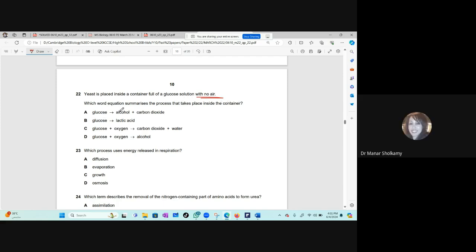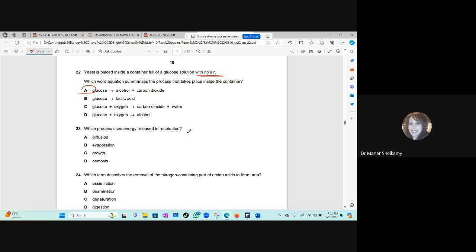Yes. Which word equation summarizes the process that takes place inside the container? The glucose will be broken down into alcohol and carbon dioxide, or lactic acid, or it will combine with oxygen. Now, A. That's too clear. What's the answer for 22? Yes, A. Which process uses energy released in respiration? Diffusion, active transport, growth, or osmosis?